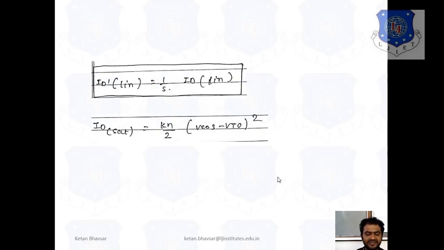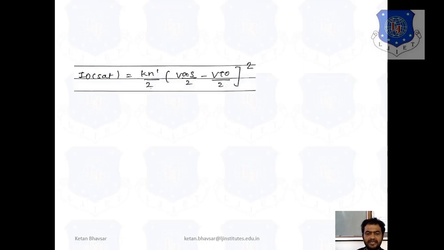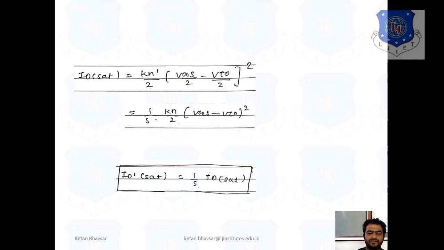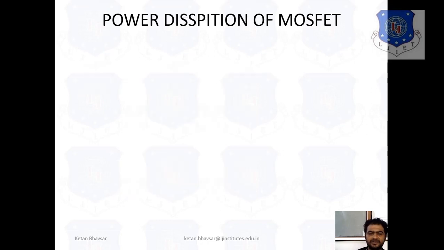Similarly for the ID saturation region, we have the same situation: Kn divided by 2 (VGS minus VTO) whole square. Similarly we apply here Kn by 2, and Kn is S into Kn, giving 1 divided by S Kn by 2 into (VGS minus VTO) whole square. So similarly you can also take the same equation, ID dash saturation is equal to 1 divided by S ID saturation. So we have proved for ID linear and for ID saturation using scaling factor S.